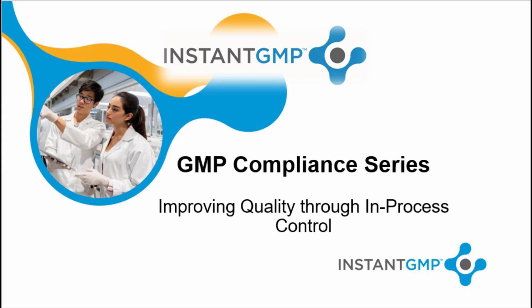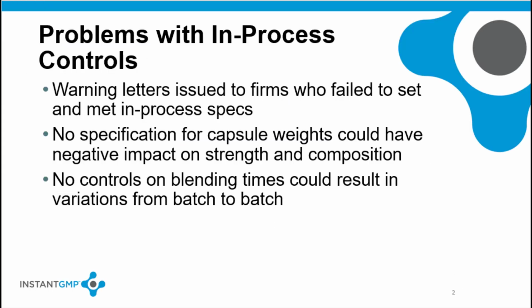This presentation will address improving quality through In-Process Controls. In-Process Controls must be set in order to produce an FDA-compliant product. One manufacturer received a warning letter in part because they did not have in-process specifications for the weight of capsules that were checked throughout manufacturing. Capsule weights can affect both the strength and composition of the finished product, and this was not being properly controlled.